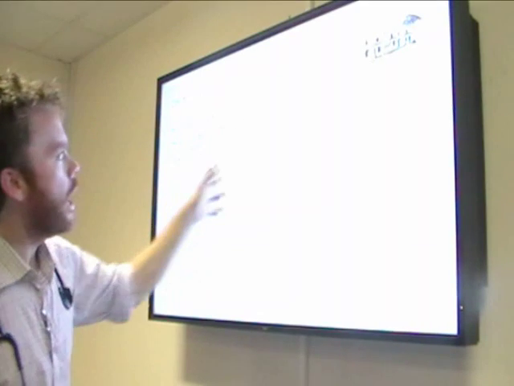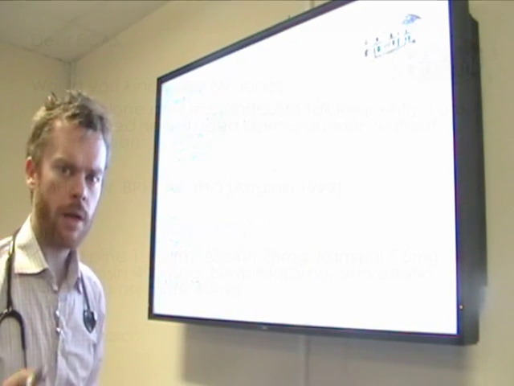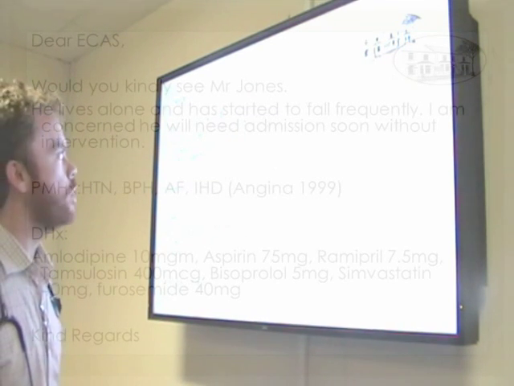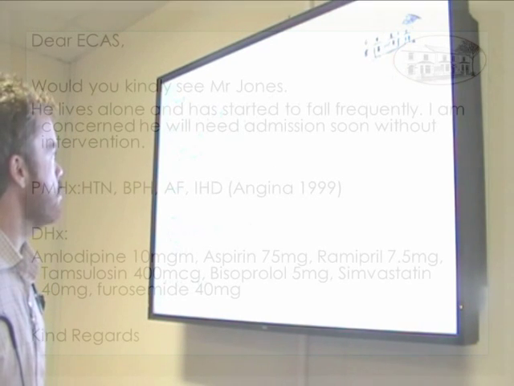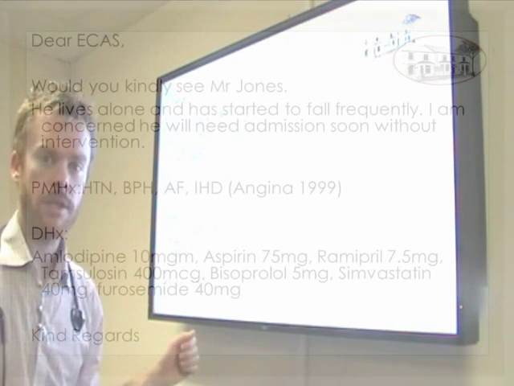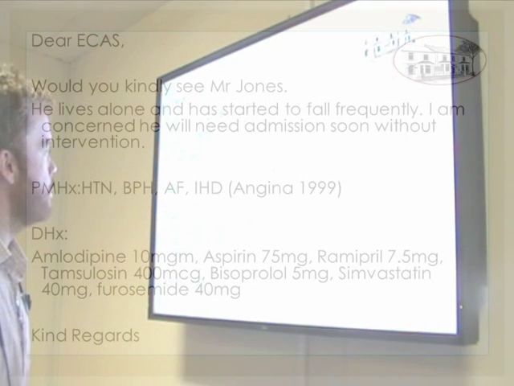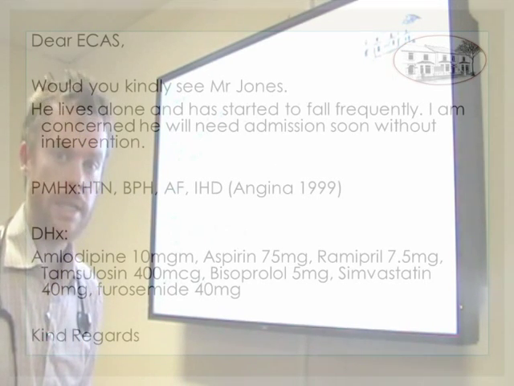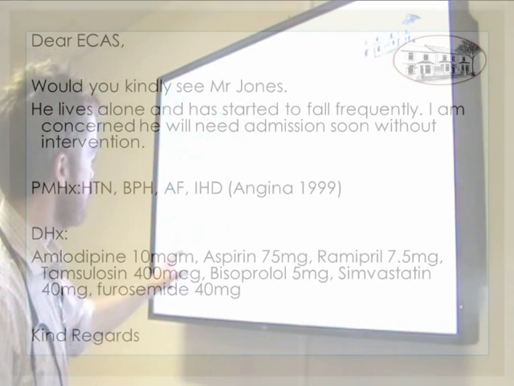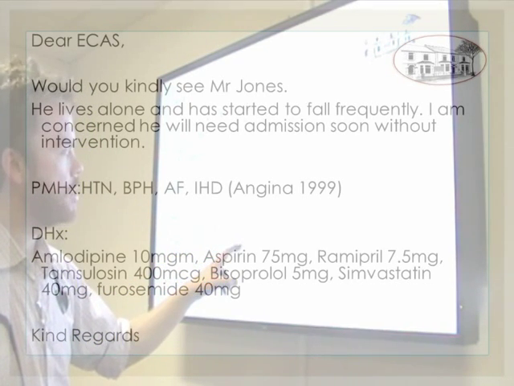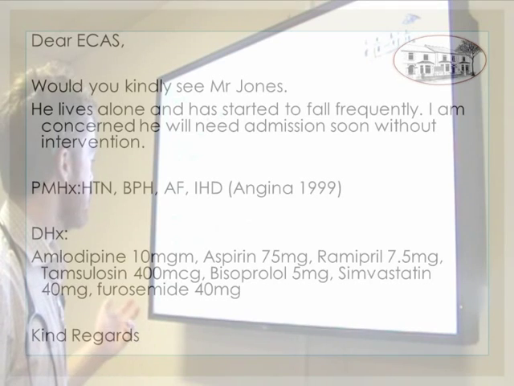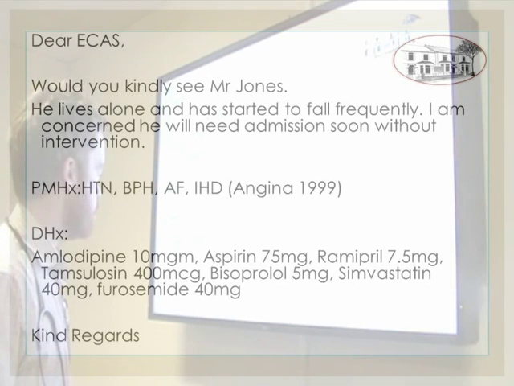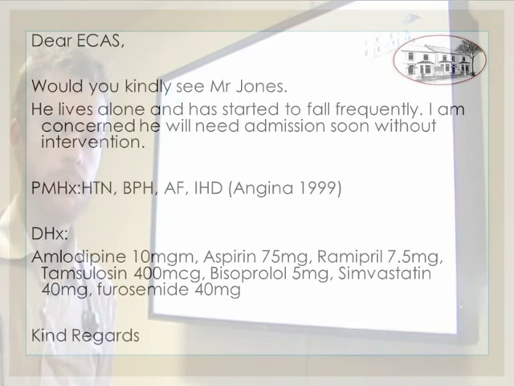So, I'd like to have a look at this referral, and I'll read it to you. Would you kindly see Mr. Jones? He lives alone and has started to fall frequently. I am concerned he will need admission soon without any intervention. He's got a past medical history of hypertension, benign prostate hypertrophy, atrial fibrillation, ischemic heart disease, and has suffered with angina since 1999. His medications are amlodipine 10 mg, aspirin 75, ramipril 7.5, tamsulosin 400 micrograms, bisoprolol 5 mg, simvastatin 40 mg, and frusemide 40 mg.